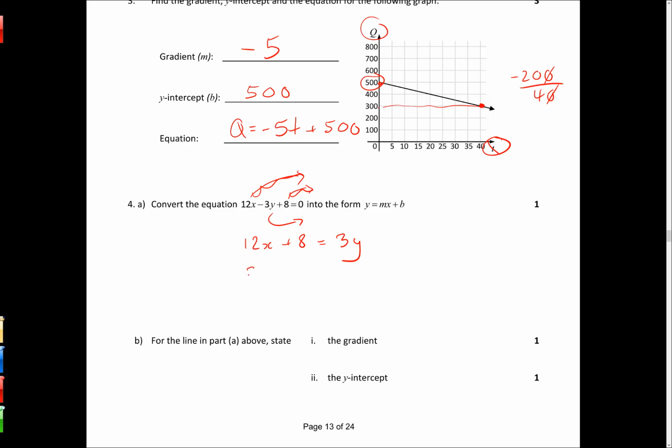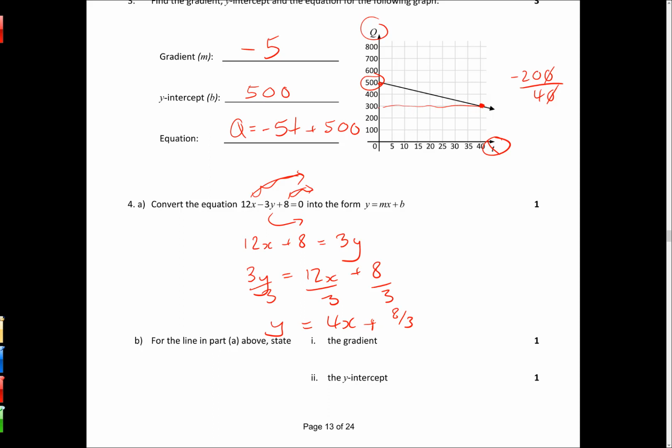I might want to swap left and right. That's okay. If right equals left, left equals right. But clearly I still want y equals, so I better divide by 3. 3y on 3 is just a y, 12x on 3 is a 4x, and 8/3 doesn't really simplify. I could call it 2 2/3 if you want, but there's nothing wrong with writing plus 8/3, done.